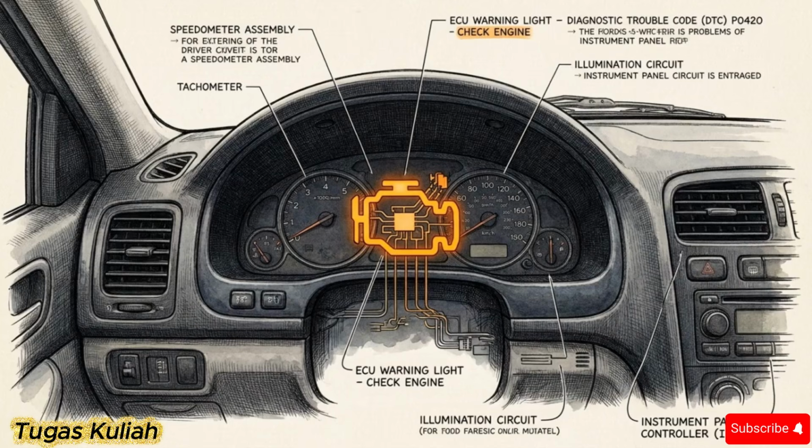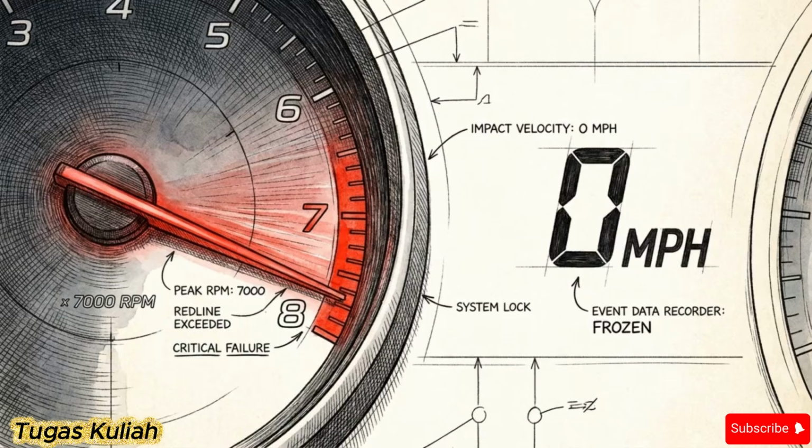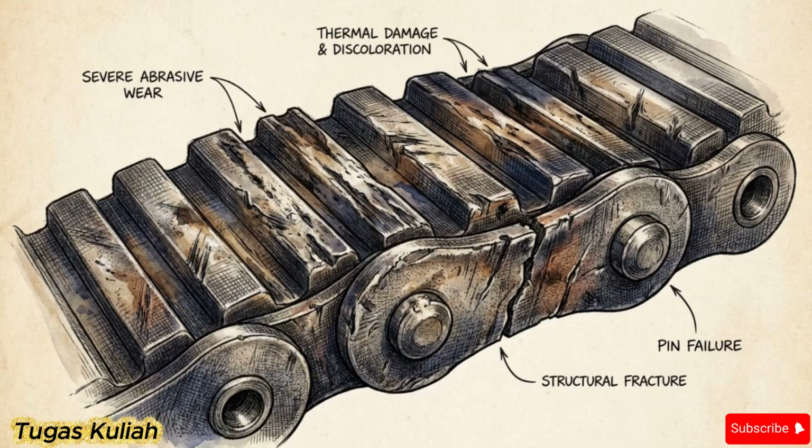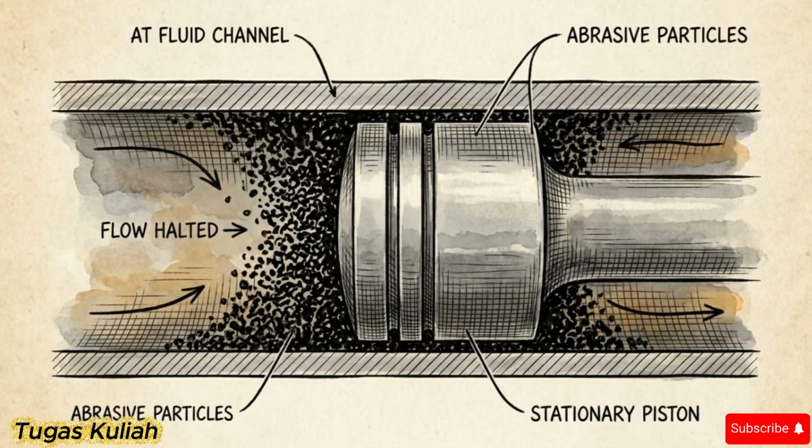We return to the initial diagnostic symptom. The engine RPMs flare, but the vehicle does not accelerate. Side-by-side autopsies reveal their structural differences. On the left, the brute force destruction of a CVT. On the right, the microscopic blockage of an AT. One system failed because it could not maintain physical friction. The other failed because it could not maintain hydraulic pressure.